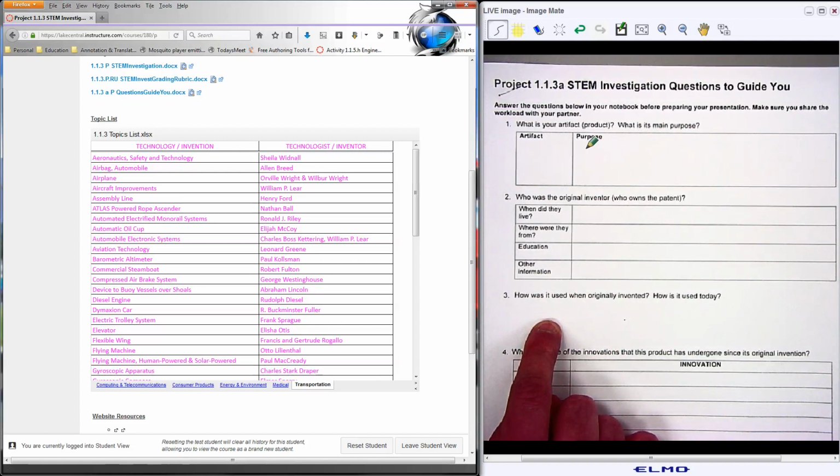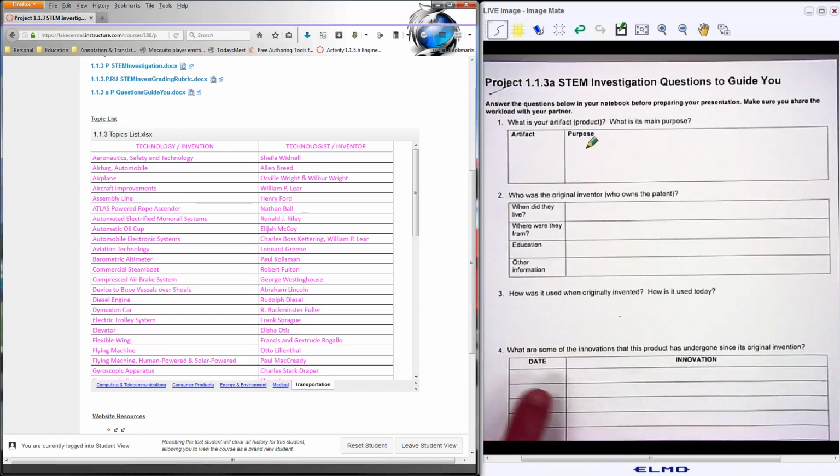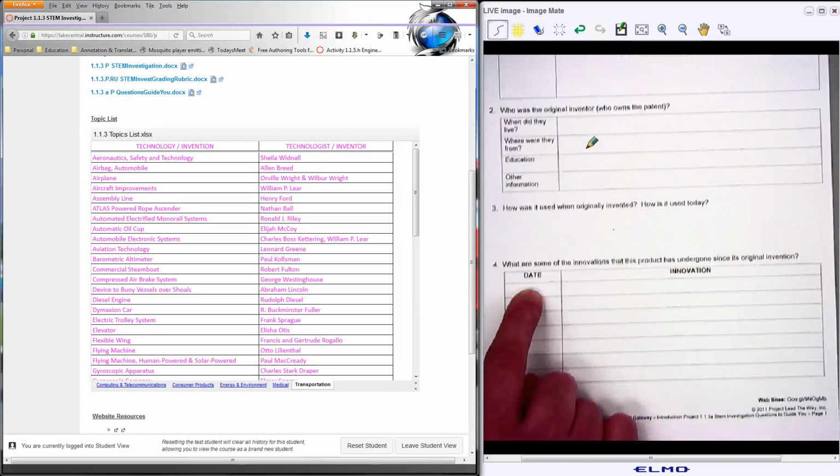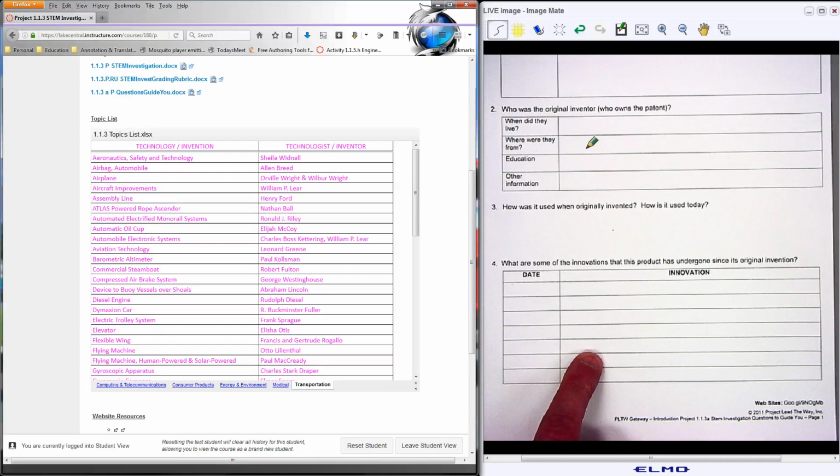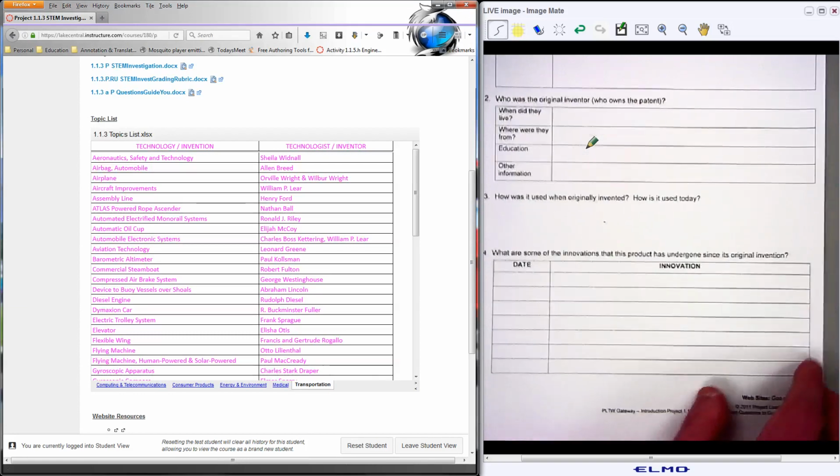So what we're looking for is the differences in either how it was used or how it was made. All things have changed over time in how they're used or how they're made, so we want to look at those differences. Number 4, what are some of the dates of innovations that this product, this invention has undergone since its original invention? We're looking for 7 different dates, and we're going to list what that innovation was. We want to give some details about that innovation. So we're going to make a timeline from number 4.